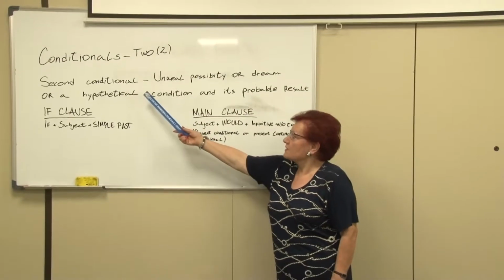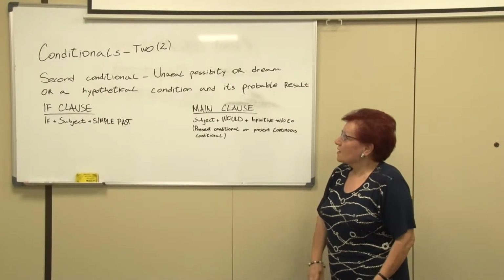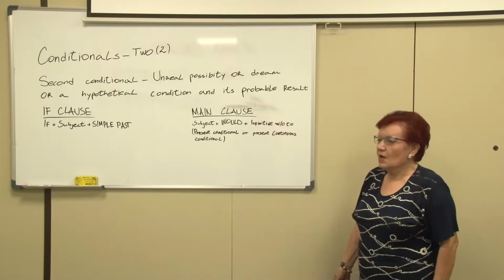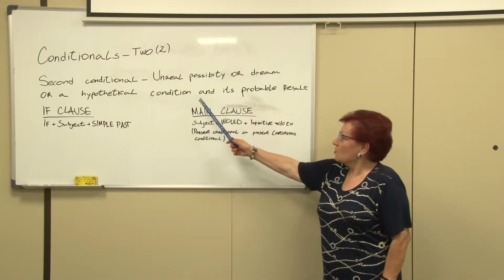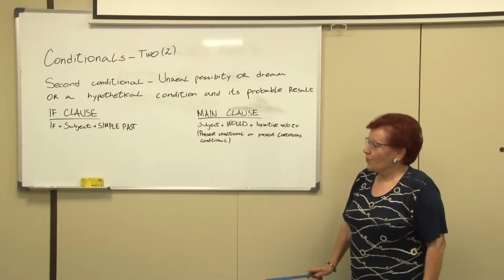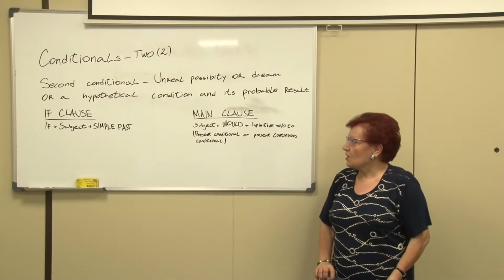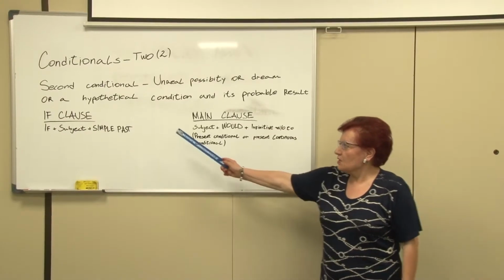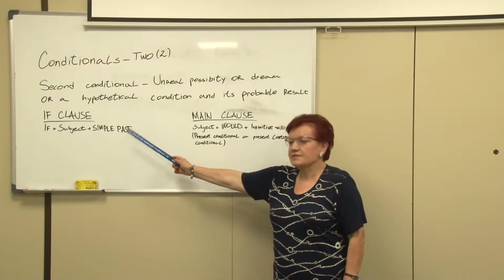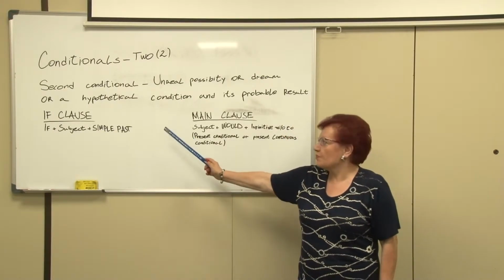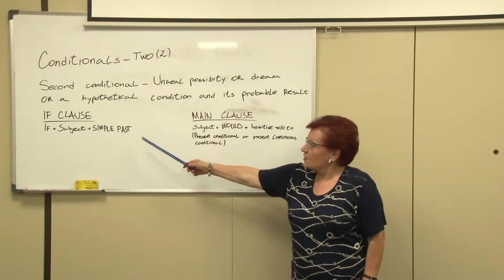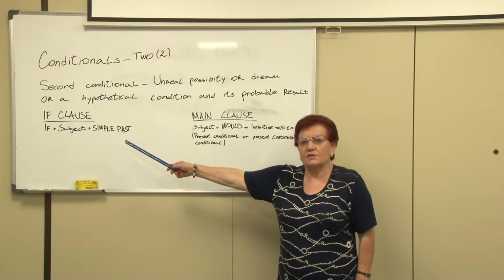So, as I told, the second conditional is characterized as an unreal possibility or dream, or a hypothetical condition and its probable result. We have two parts of the sentence when we talk about the conditional. The if clause is constructed like if plus subject plus past simple tense, and usually the condition is in that part of the sentence.